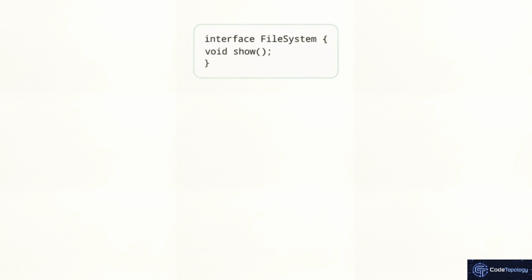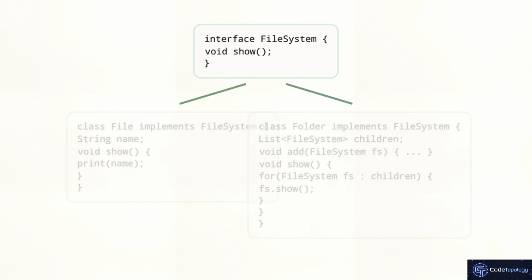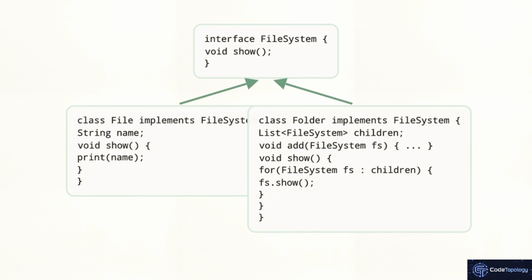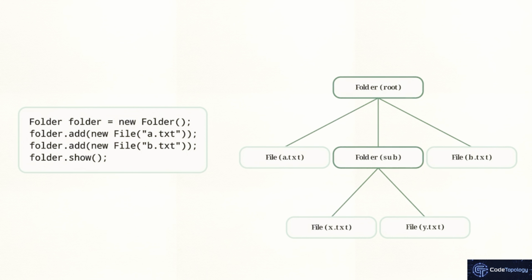To build this, we define the file system interface and its show method. We construct the file and folder classes to meet that contract. Notice the folder maintains an internal list of file system references. Inside, it loops through its children and tells them to execute. When assembled, the client can deeply nest items. Because of the recursive setup, executing one command cascades down through every nested layer.